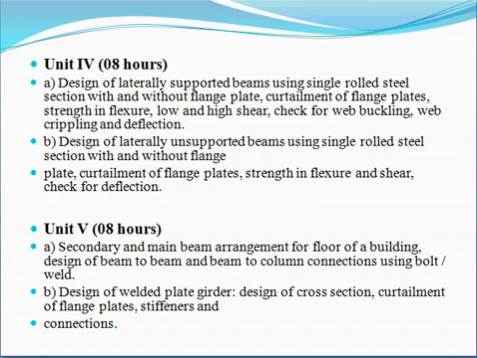Now next is unit number 5, that is part A, secondary and main beams arrangement for floor of a building, design of beam to beam and beam to column connection using bolts. Now see, here we have to design the building frame. In that, mainly the connections are from beam to beam and from beam to column. These are the two main connections in the building frame design. We have to study these in unit number 5 part A.